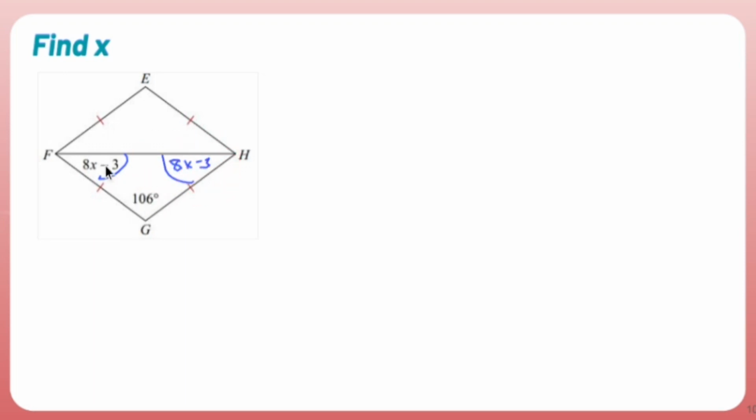You're 106, and these are 3 angles of a triangle. So the 3 angles of a triangle add up to 180 degrees. So 8x minus 3 plus another 8x minus 3 plus 106 equals 180. Now, if you're wondering, well, couldn't I have just done 2 times parentheses 8x minus 3? Sure. But I set it up this way, and I'm not stopping. I'm not erasing a thing.